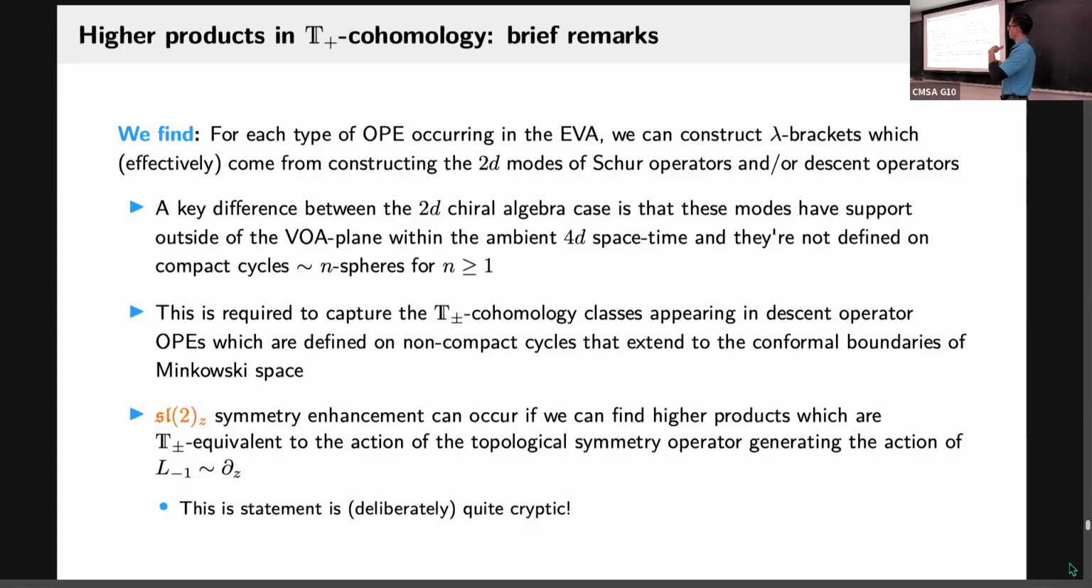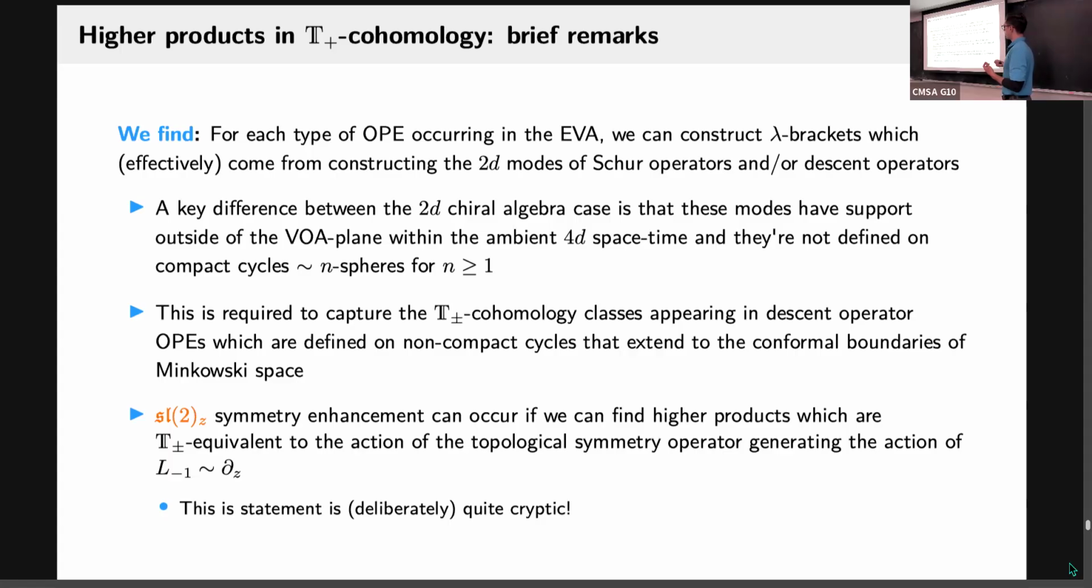submanifolds of space-time that live outside of the VOA plane. And they reside within the 4D ambient space-time. So they're not just localized within the VOA plane on these S1 cycles, but furthermore, they're also not defined on compact cycles that are homologous to n-spheres within the 4D ambient space-time. And they're not defined on these compact n-spheres because one of the goals of these lambda brackets is to capture the T plus cohomology classes appearing in descent operator OPEs.